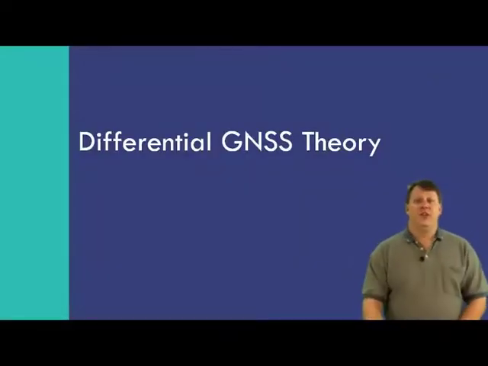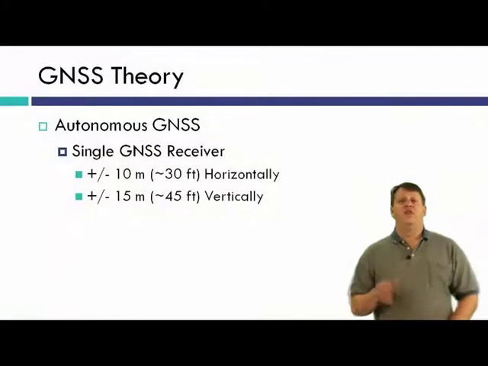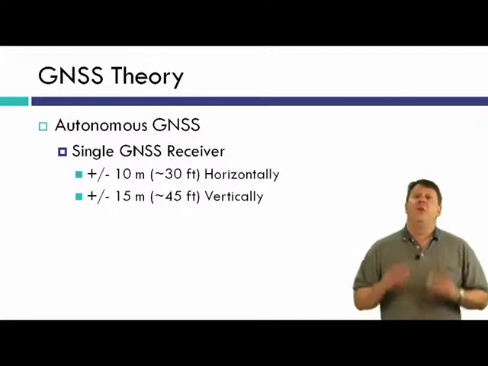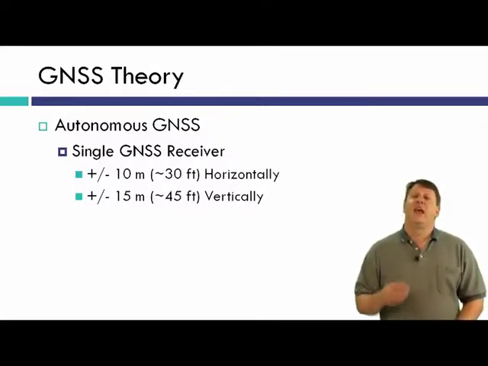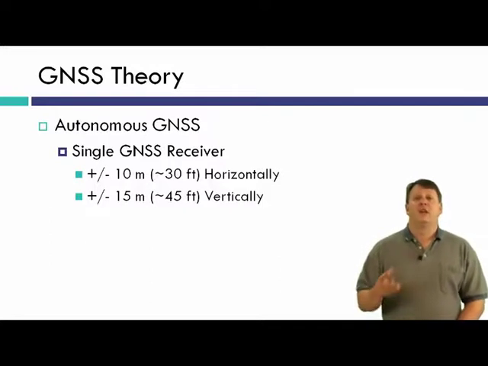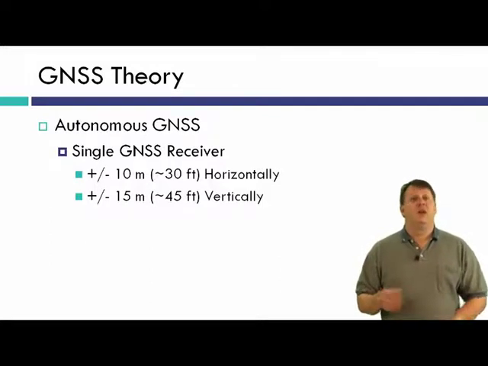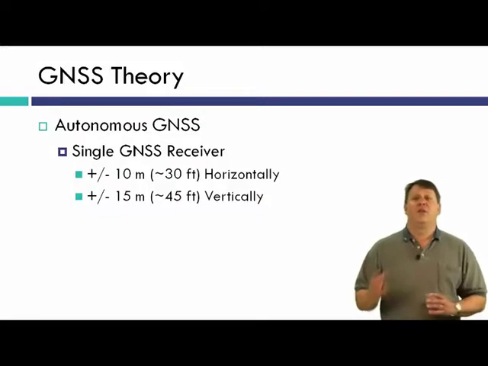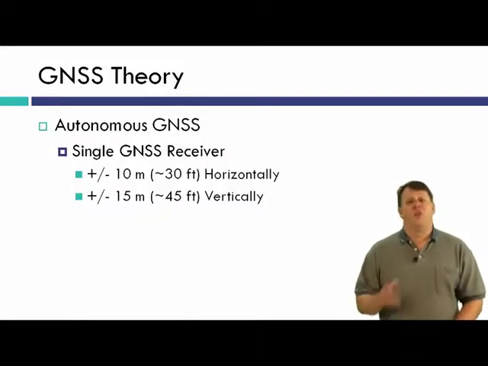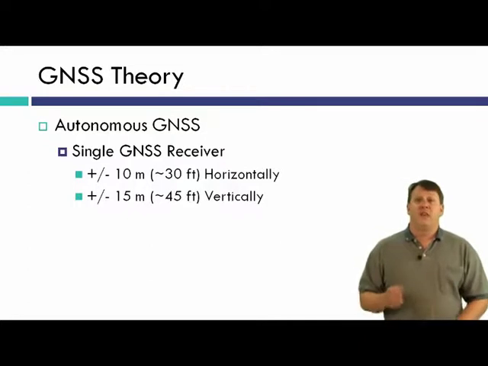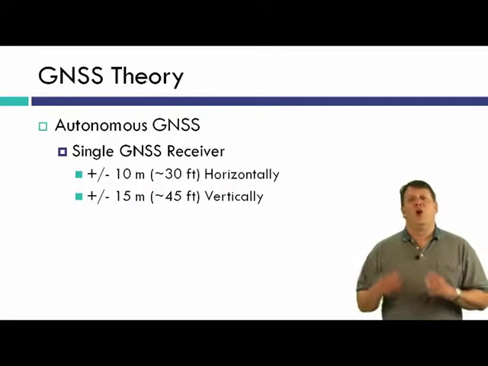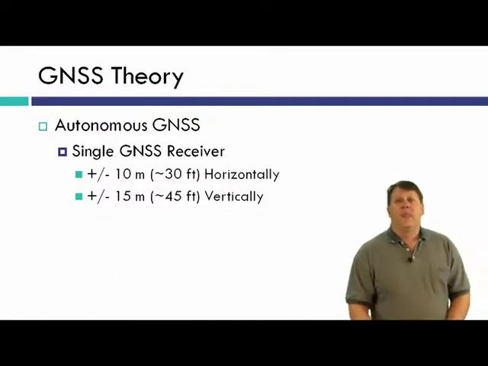Differential GNSS theory. Autonomous GNSS can be defined as a single GNSS receiver computing its position based on the measurements to the satellites that it is tracking. The approximate accuracy of an autonomous position is around plus or minus 10 meters horizontally, or 30 feet, and plus or minus 15 meters vertically, or 45 feet. To meet the specifications of our GNSS receiver, we're going to need to use something called differential techniques.